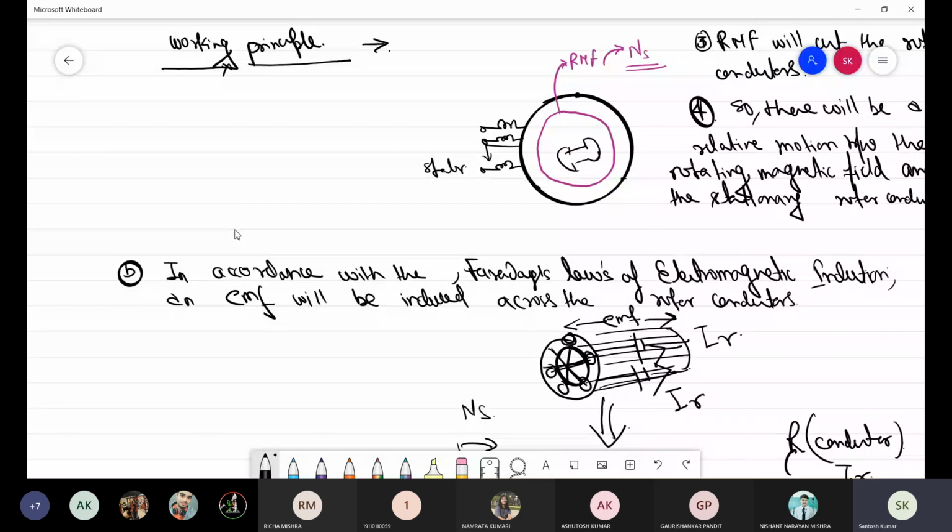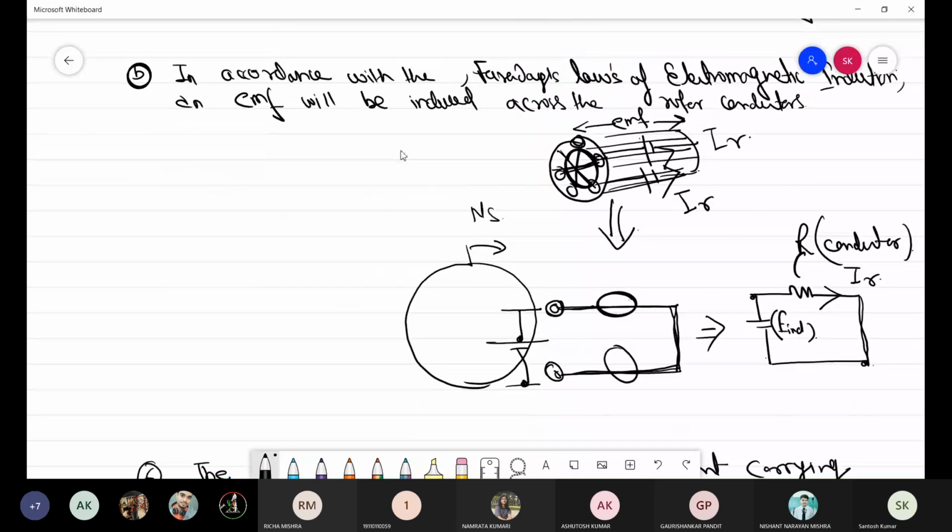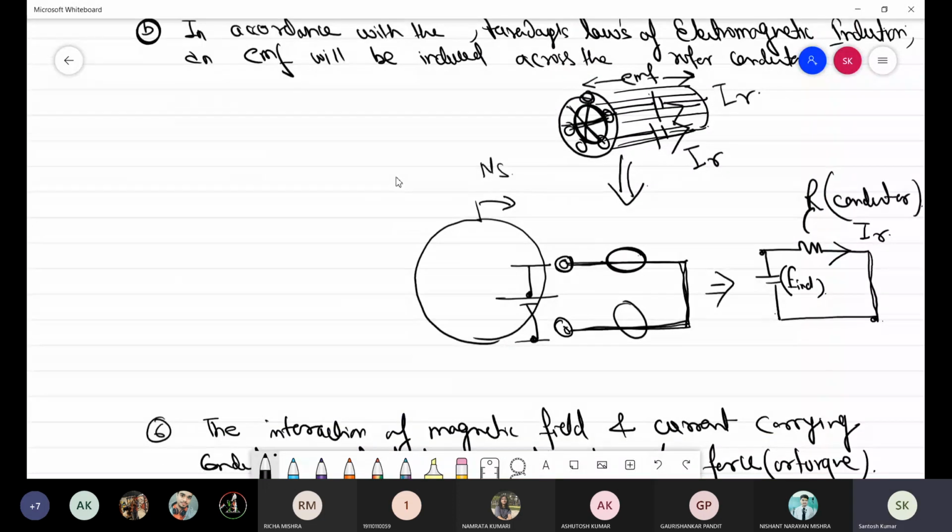Since the rotor conductors are short circuited at one end, a current will flow in the rotor conductors, because we know that any circuit which is a source of EMF and is short circuited will form a path for the current to flow. So there will be current in the rotor conductors.